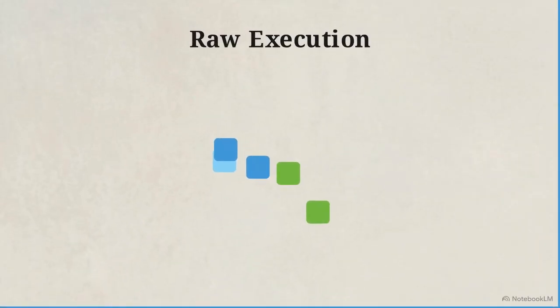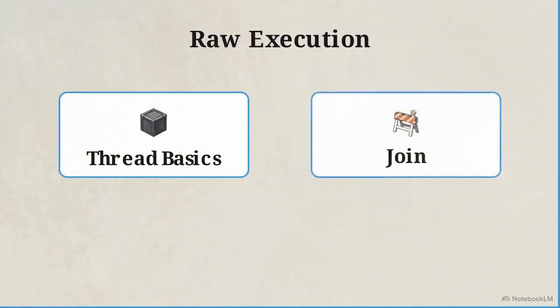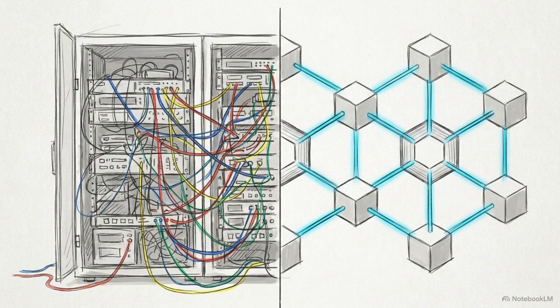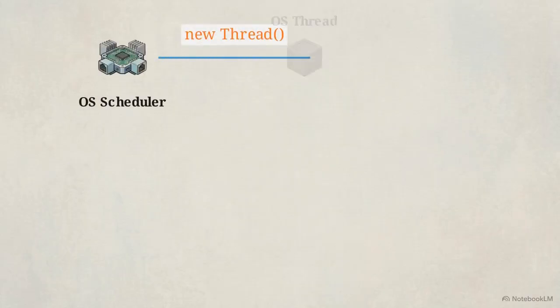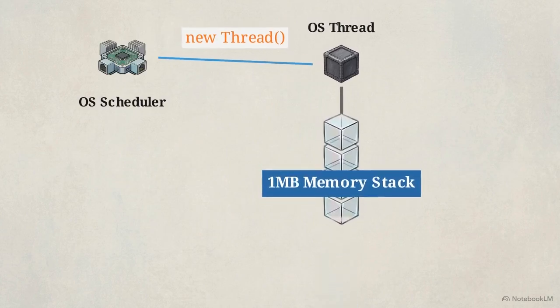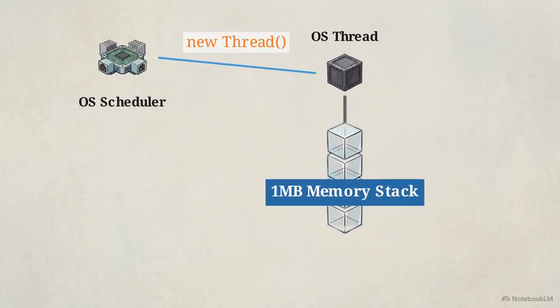The first quadrant, raw execution, is the legacy foundation of .NET concurrency, containing thread basics, join, sleep, and priorities. Understanding modern C# requires tracing the evolution from this manual OS-level control to declarative, high-level orchestration. Basic thread instantiation via new thread carries a specific hardware cost. The operating system must allocate a 1 MB memory stack for every thread execution context.